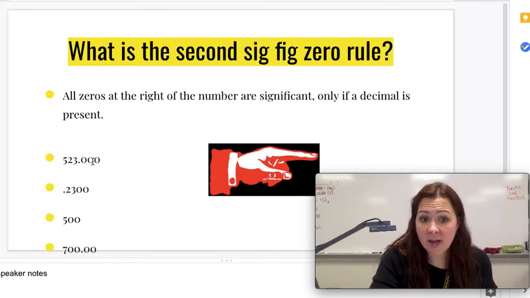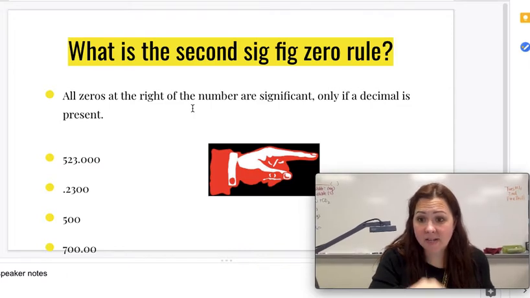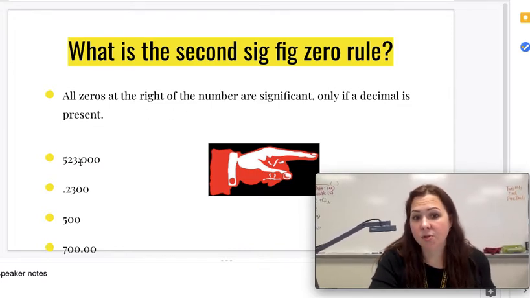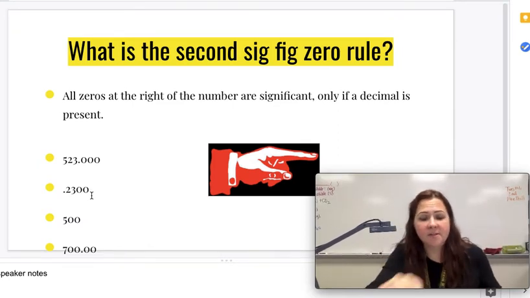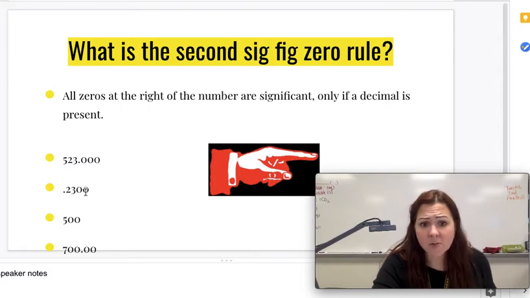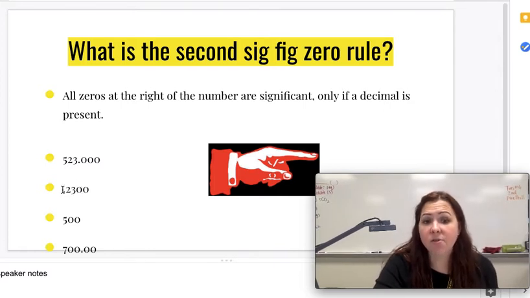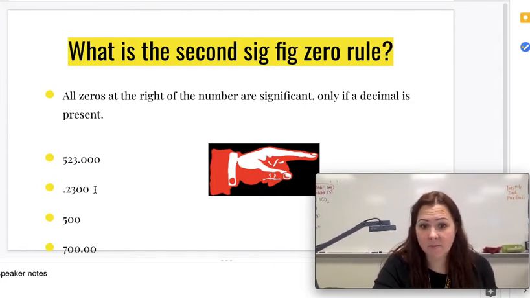These zeros count because there is a decimal place present. So zeros to the right count, if that decimal is present. This one has a decimal as well, 0.2300. Again, that's a very precise number. Because it's such a precise number, these zeros count because there's a decimal place present, so that has 4 SigFigs.